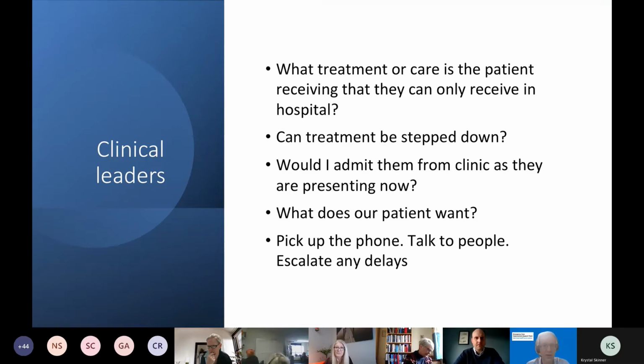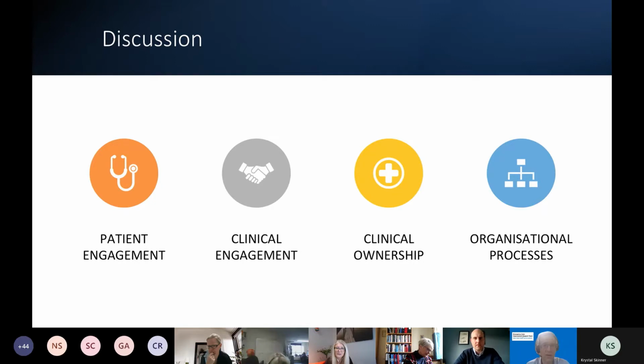So next slide, please. We're going to focus on three or four aspects. I say three because the middle two, around clinical engagement and clinical ownership, I think, are very much wrapped up in the clinical working from the professional groups within the MDT. We're delighted to be joined by Lynn, who's going to highlight the importance of patient engagement in this process. We also wanted to highlight some of the organisational processes around this.